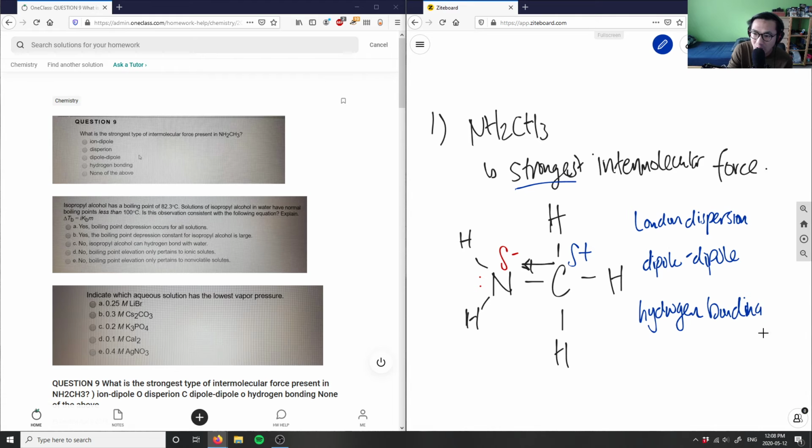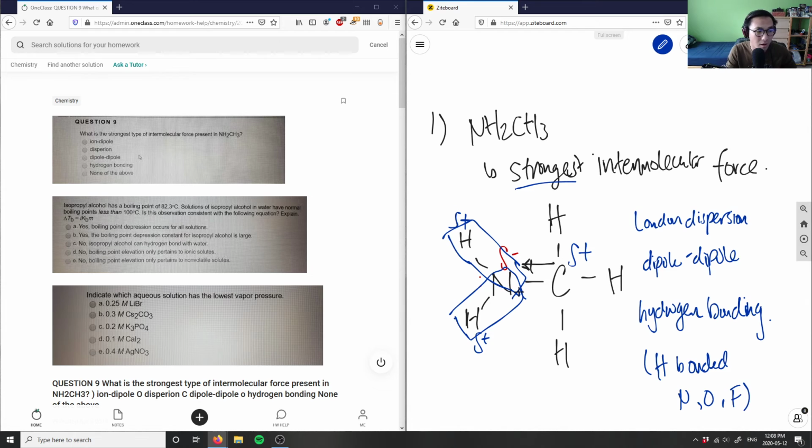Hydrogen bonding? And the answer is yes, we do have hydrogen bonding. Remember, hydrogen bonding only exists with 3 elements. Obviously, I need a hydrogen, and hydrogen is bonded to N, O, or F. And as you can see here, we have these 2 bonds, right? This bond here is partial negative, this is partial positive, this is partial positive. And as you can see, these two guys here are hydrogen bonding.